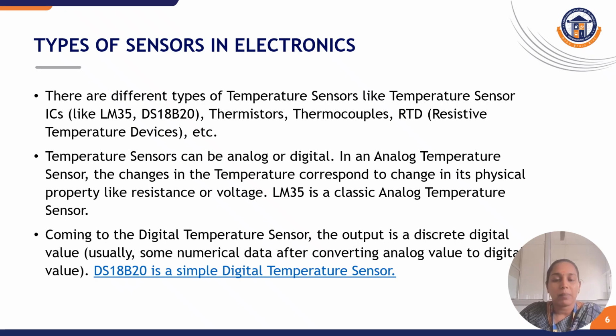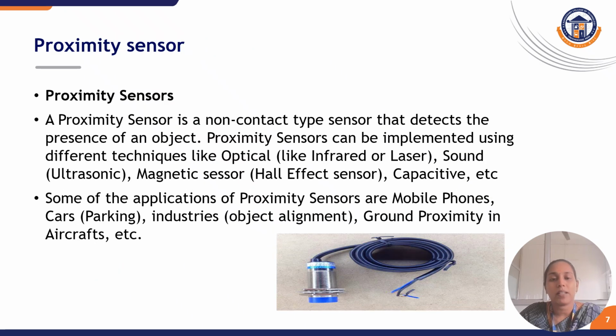We know temperature sensors can be analog or digital. In an analog temperature sensor, changes in temperature correspond to changes in a physical property like resistance or voltage. For example, the LM35 is a classic analog temperature sensor. Coming to the digital temperature sensor, the output is a discrete digital value, some numerical value. After converting the analog value to a digital value, we read the display readings in digital. For example, the DS18B20 is a simple digital temperature sensor.